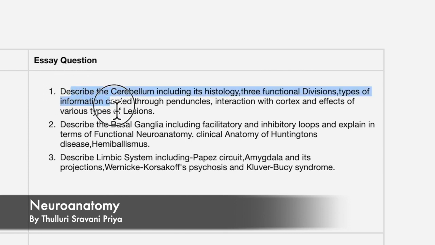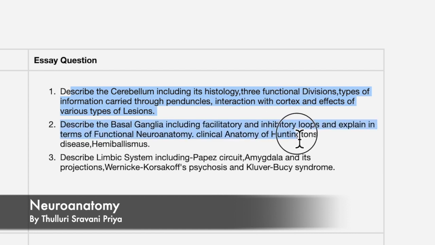Describe the cerebellum including its histology, 3 functional divisions, types of information carried through peduncles. Peduncles are superior, middle and inferior peduncles and interaction with cortex and effects of various types of lesions. This question is previously asked in your question paper.